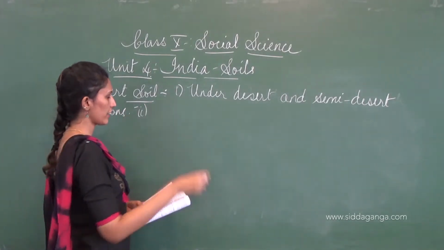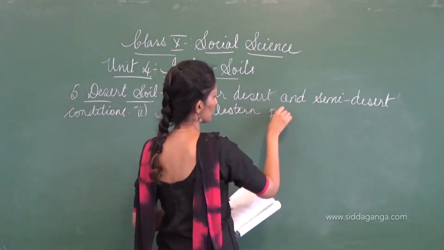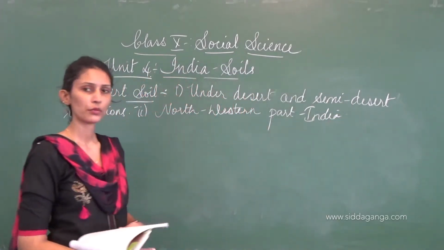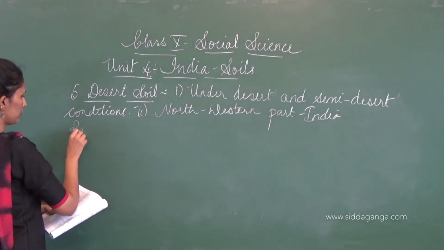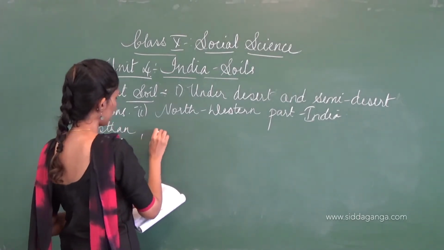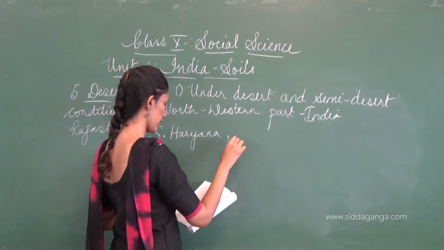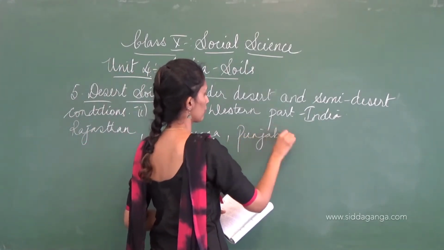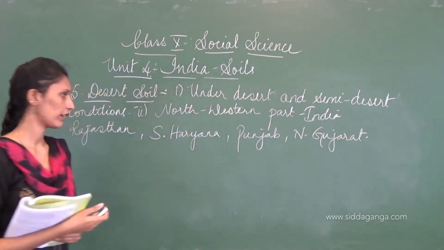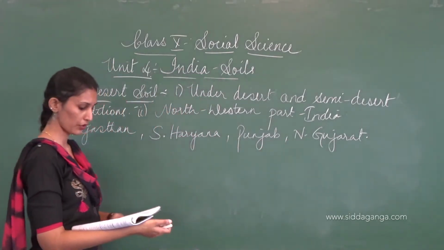Now they are found in the northwestern part of India. The northwestern parts of India, that's Rajasthan, southern Haryana, Punjab, and north of Gujarat. So where is it found? In the northern part, that is Rajasthan, southern Haryana, Punjab, and north of Gujarat.